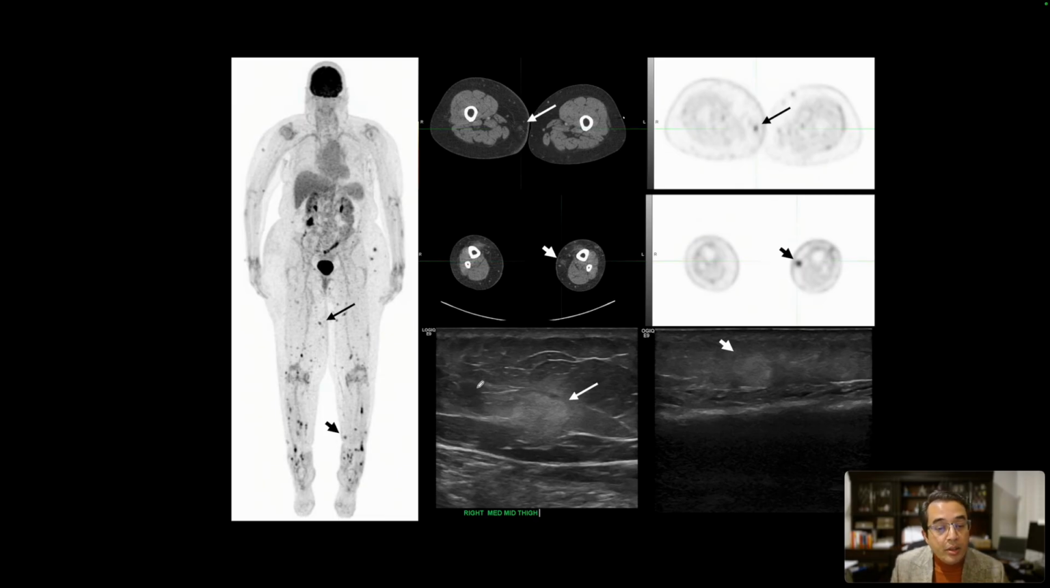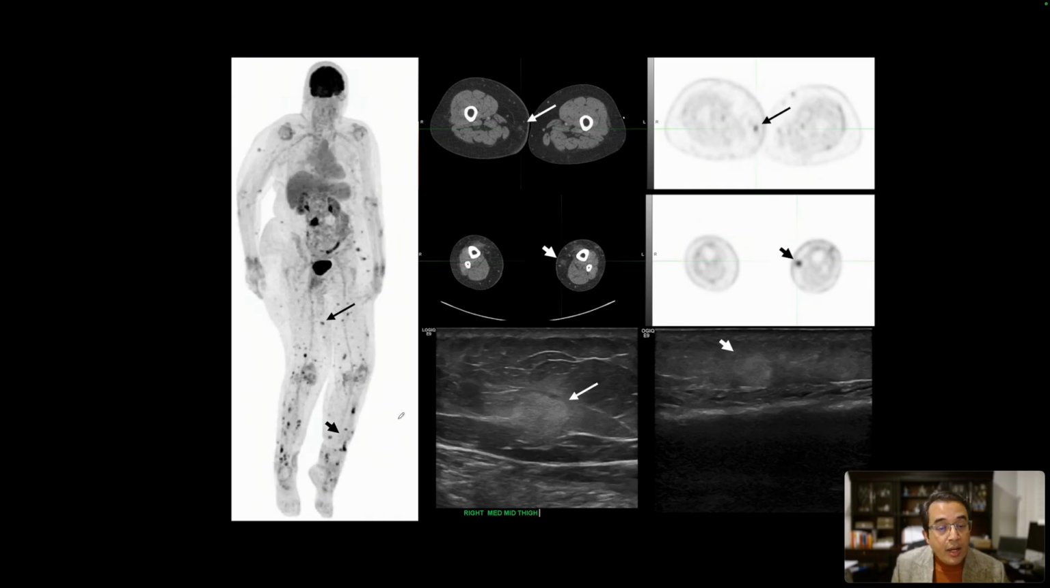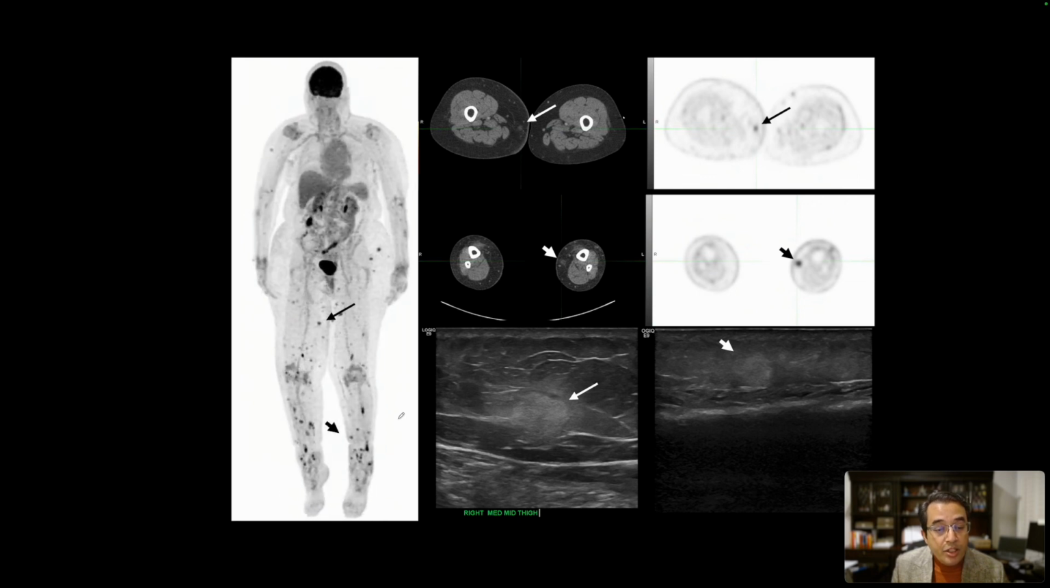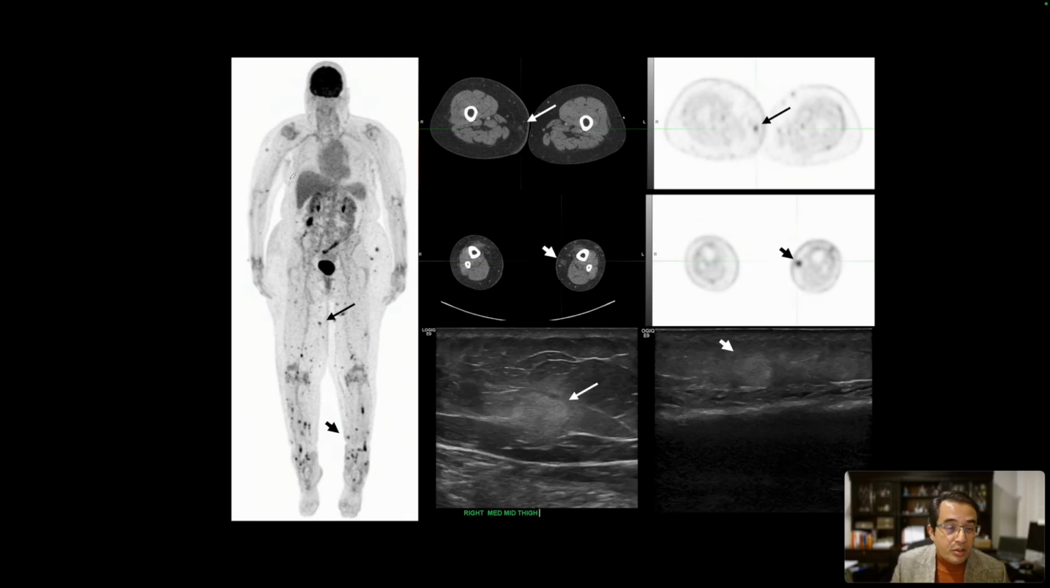Here's our next patient. They were being evaluated for recurrent melanoma, and on their whole body image, we find that there are these subcutaneous multiple foci of FDG activity in both lower extremities, and there are some that are seen on the trunk and also in the upper extremities.